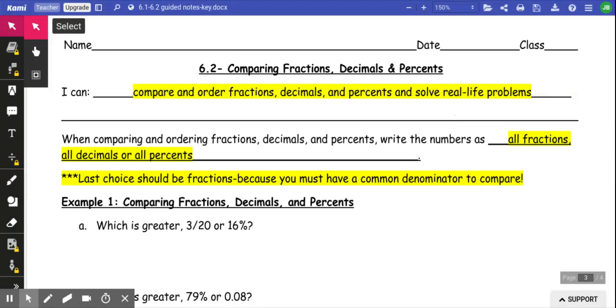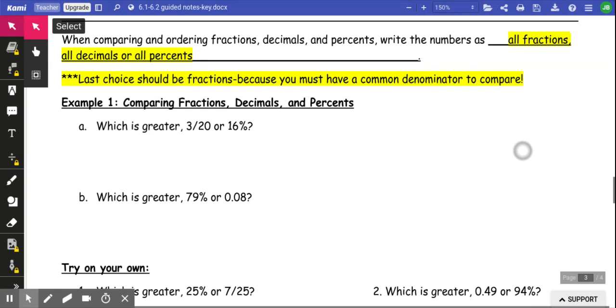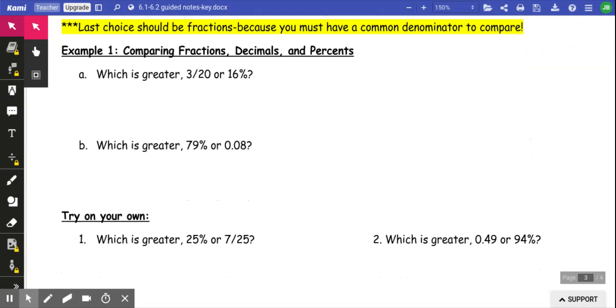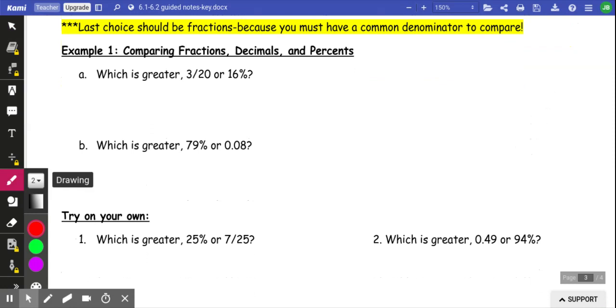All right, so let's take a look at example 1. It says comparing fractions, decimals, and percents, which is greater? We have 3/20ths or 16%. What I really want to do is get the 20ths into 100. Hundreds are easy to work with. Hundreds or tens, if you're ever able to get into something like that, that's going to be a really easy one to work with.